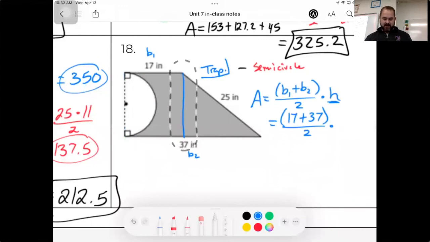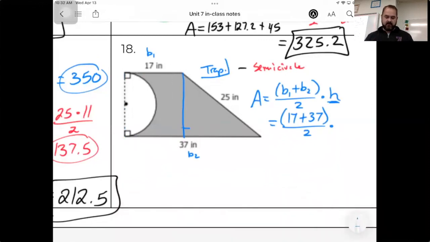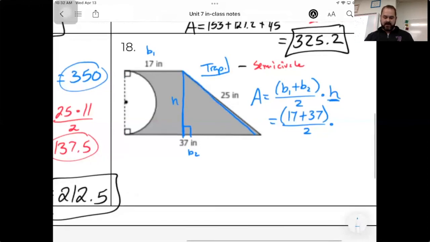And actually sliding it over there helps you see that I've got this right triangle over here. That's going to help me find that height measurement, because the height of that trapezoid actually ends up being a side of a right triangle. And in order to find the length of a side of a right triangle, I can use the Pythagorean theorem. A squared plus b squared equals c squared.